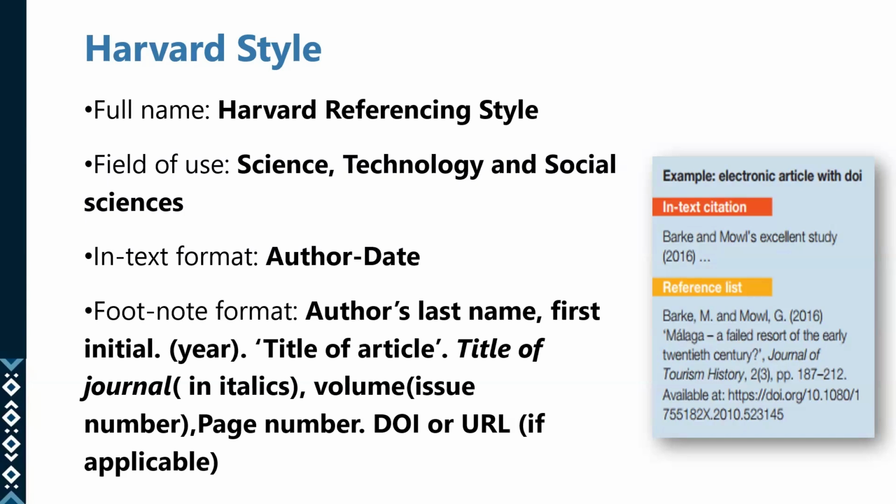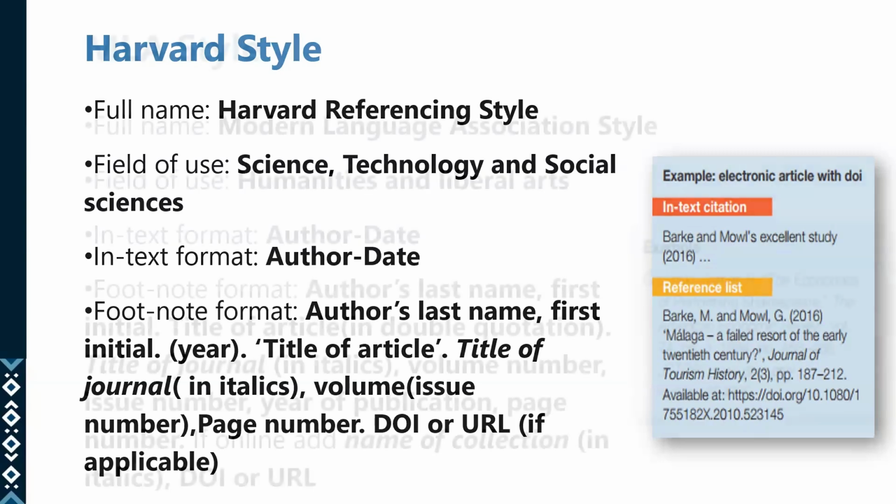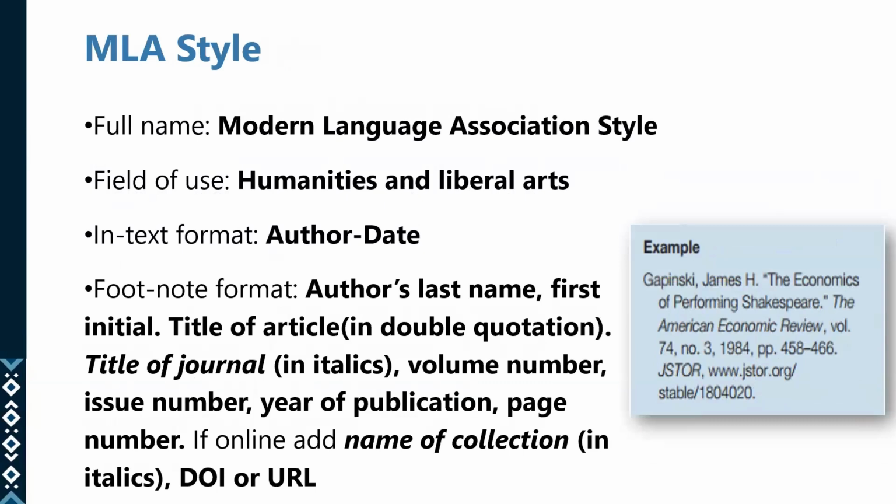When you are already used to all this style, you can, by seeing the reference, know the style that has been used, or maybe from the in-text citation, you know the style that is being used in the article. So the next style is the MLA style.